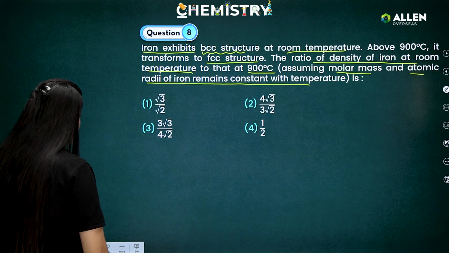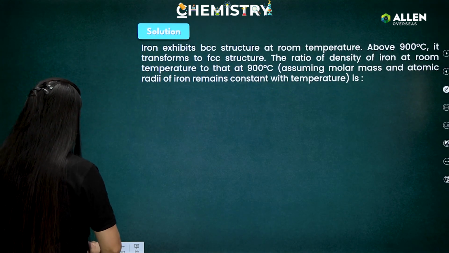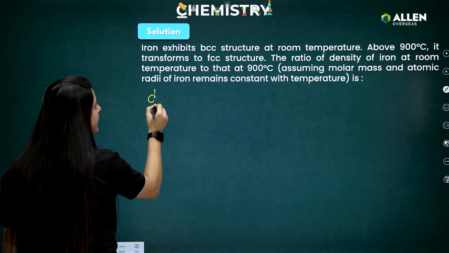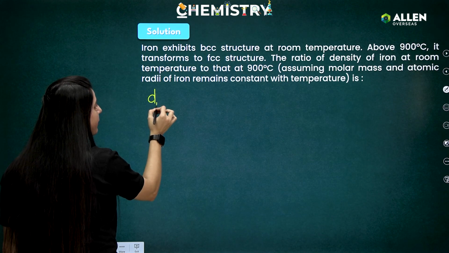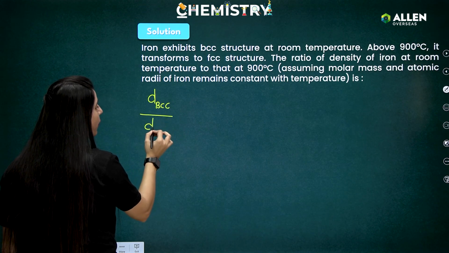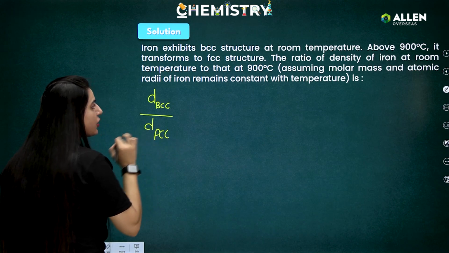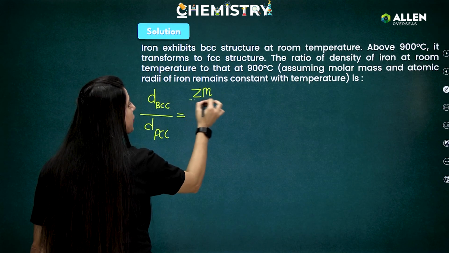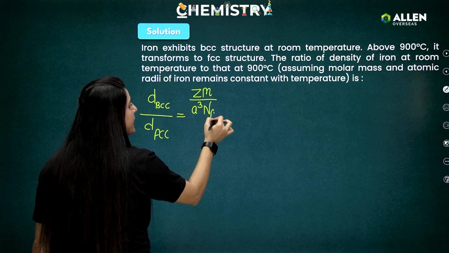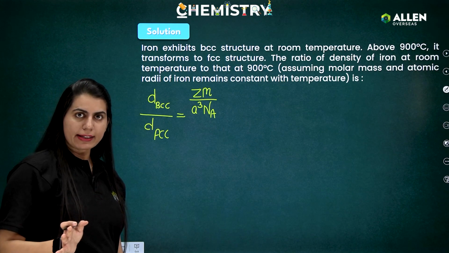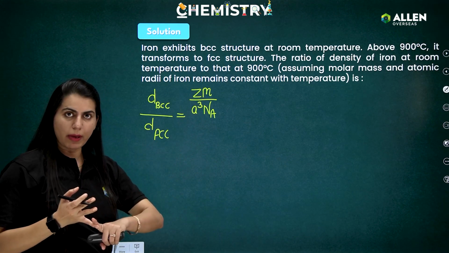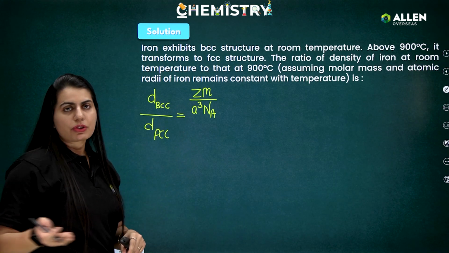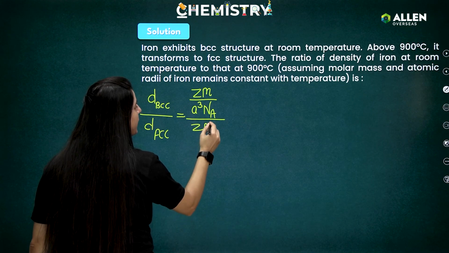If we solve this particular question now, we know that they are asking the ratio of density below 900 degrees, when it was BCC, divided by density above 900 degrees. We know that density is ZM by a cube Na, where Z is the effective number of atoms within the unit cell, M is the molar mass of iron, a is the side of the cube, and Na is Avogadro's constant, divided by ZM upon a cube Na.